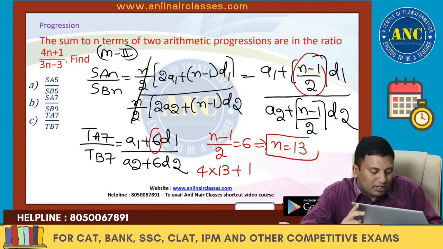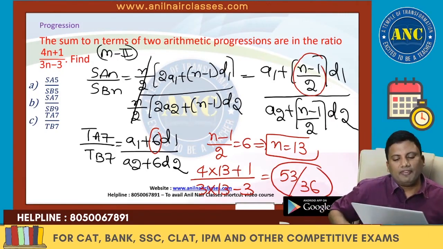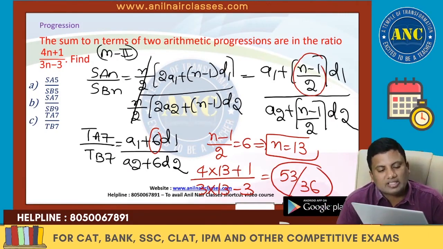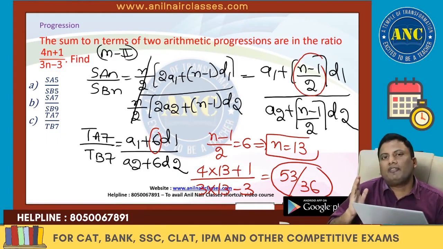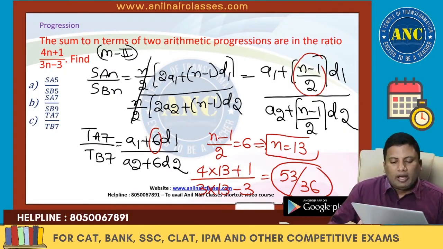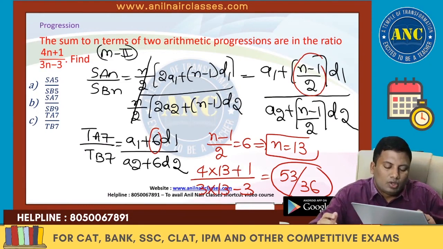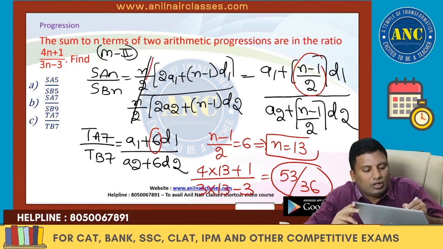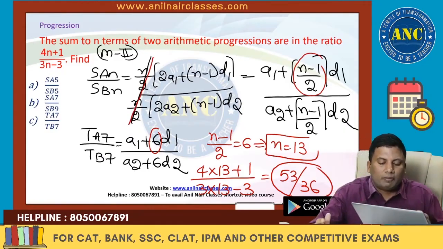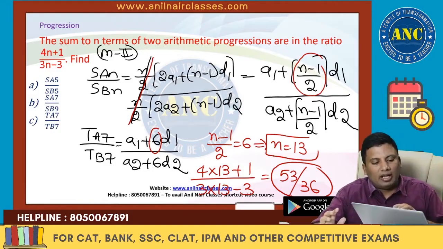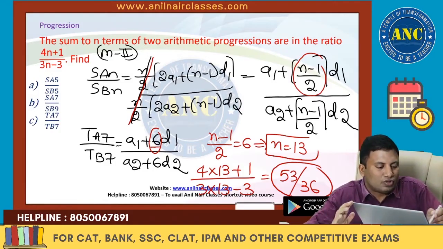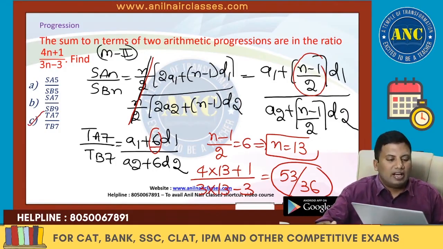4 into 13 plus 1 divided by 3 into 13 minus 3. So, it is 53 by 36. I hope the two methods are clear to you. Method number 1: the sum of n terms ratio becomes the nth term ratio if I replace n by 2n minus 1. Or, if you don't want to replace it, you can use this logic: n by 2 into 2A1 plus n minus 1 into D1, n by 2 cancels, A1 plus (n minus 1) by 2 into D1. I want 6D1. I hope this is clear.